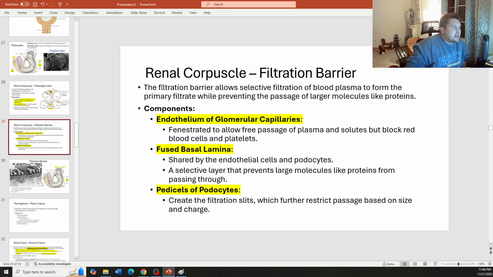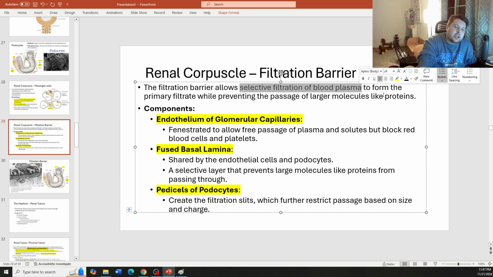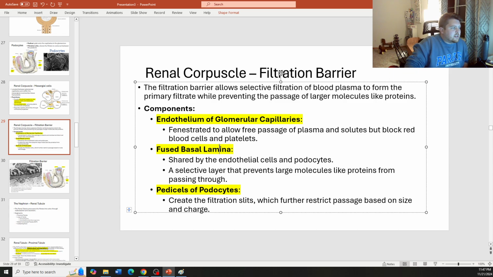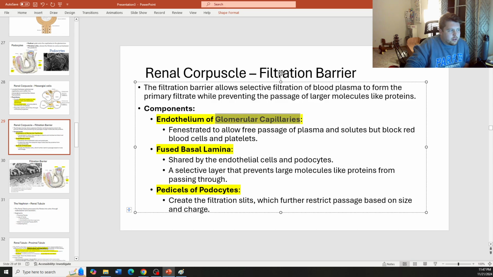Okay, the filtration barrier. This is a combination of all of the different structures, which ensures a selective filtration of blood plasma, because we want to keep the right things inside our blood and filter out the stuff that we don't want in our blood. We have three specific things that help us filter out the right things, and they create this filtration barrier. First, the endothelium of the glomerular capillaries, those fenestrated capillaries that allow plasma and some solutes to come through, but block the bigger structures like the red blood cells and the platelets.